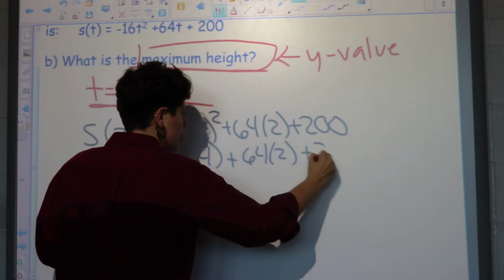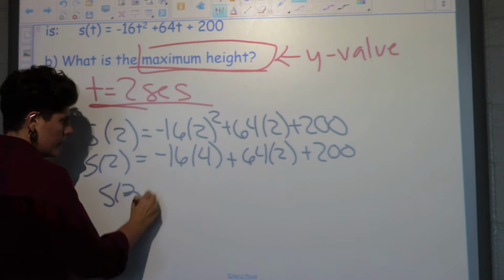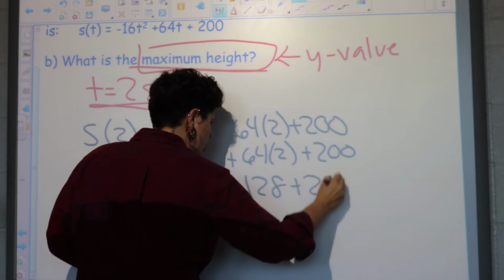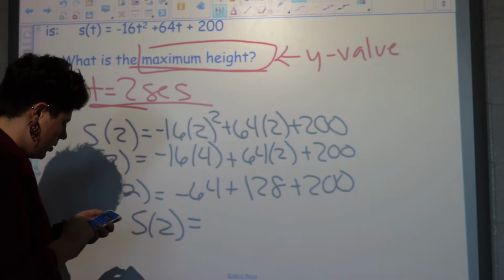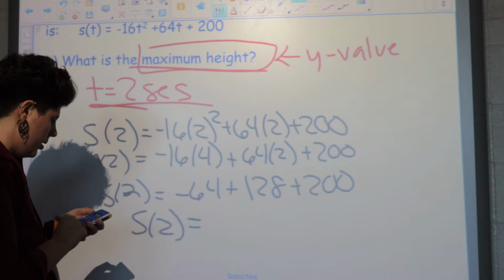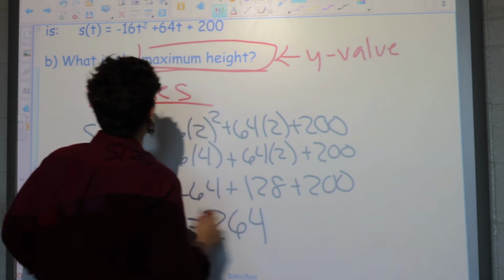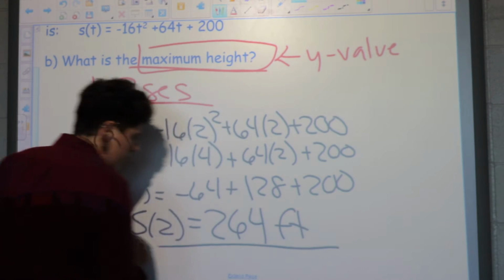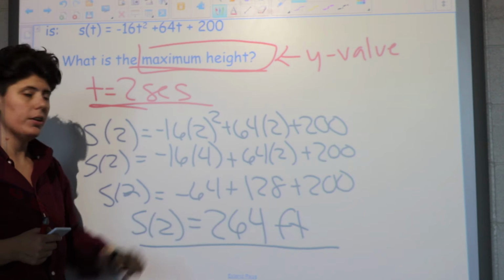times 2 plus 200. So that means that S of 2 equals negative 64 plus 128 plus 200. So S of 2, or the height of the ball after 2 seconds, is 128 minus 64 plus 200, which is 264. And are we in yards or feet? What does it say? We are in feet. So 264 feet. So at 2 seconds, the ball reaches its maximum, and the maximum is 264 feet.